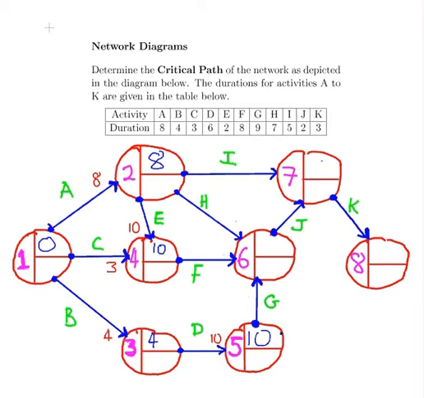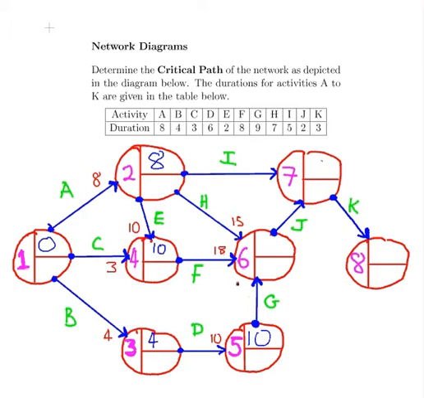Let's look at node 6. This is where it gets more interesting now. So H takes 7 time units. So the earliest we can have that completed is at the 15th time unit. 8 for activity A, and then another 7 for activity H. So that's 15 there. But what about activity F? That would take 8 time units, and we only start at the 10th time unit. So we have everything finished on that path at time equals 18.